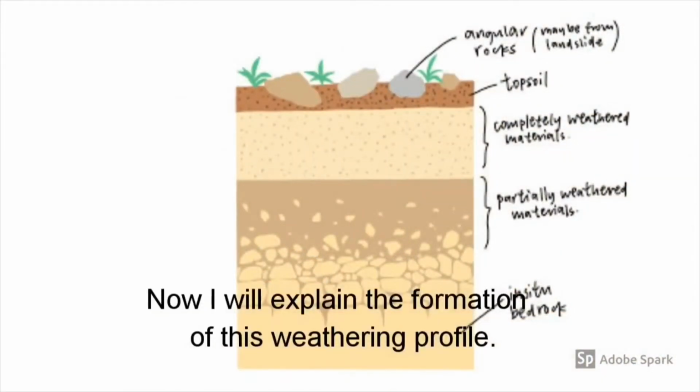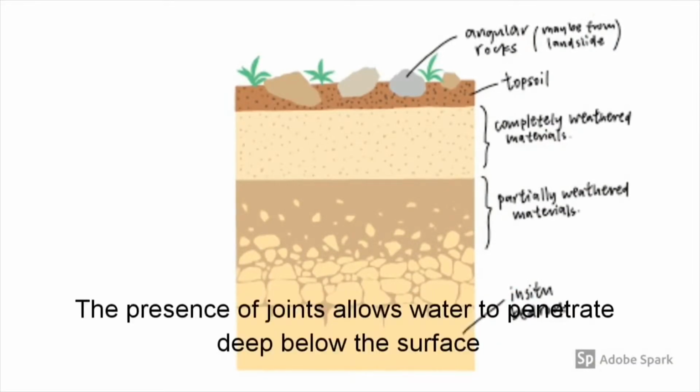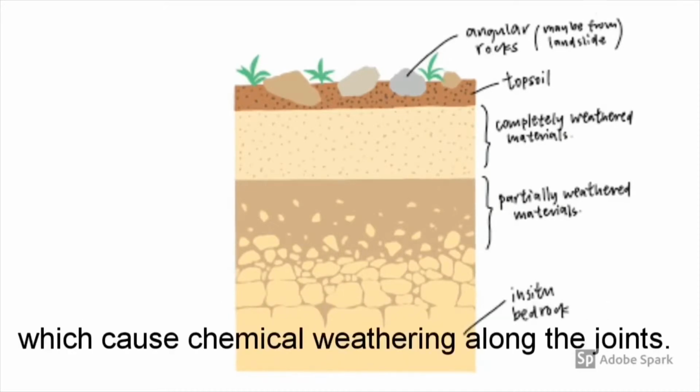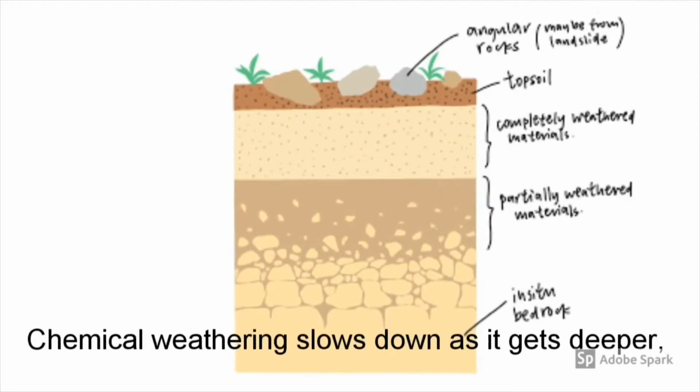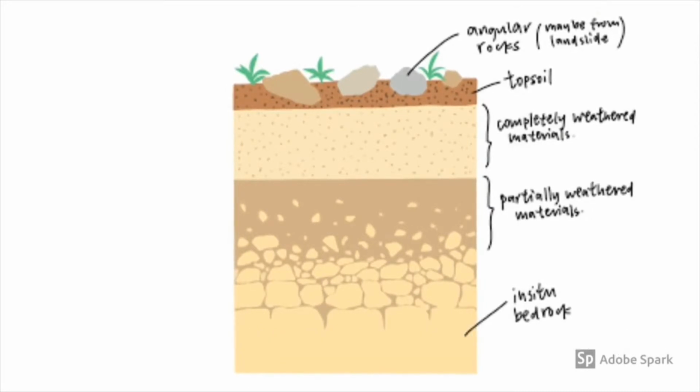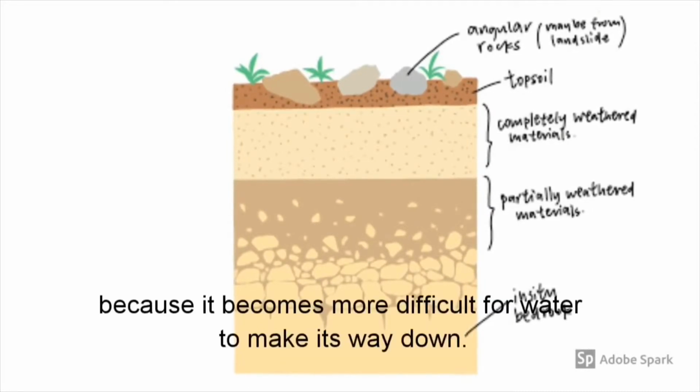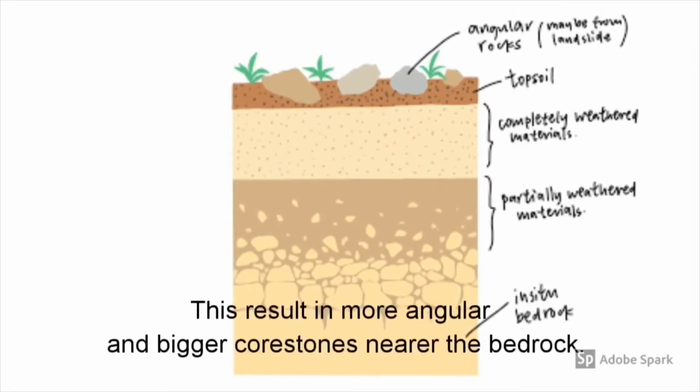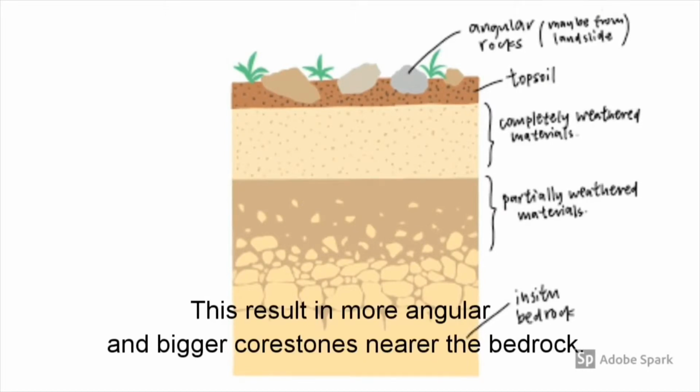Now I will explain the formation of this weathering profile. The presence of joints allows water to penetrate deep below the surface, which causes chemical weathering along the joints. Chemical weathering slows down as it gets deeper, because it becomes more difficult for water to make its way down. This results in more angular and bigger corestones nearer the bedrock.